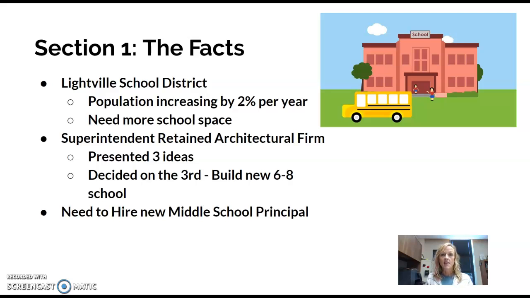The superintendent then decided, with the vote of the school board, to retain an architectural firm. This firm presented the superintendent and the school board with 3 different ideas on ways to create more school space. The superintendent decided on the 3rd option and brought it to the school board, and it was approved that they would build a new middle school for 6th through 8th grade. And at that point, they also decided that they needed to hire a new middle school principal.